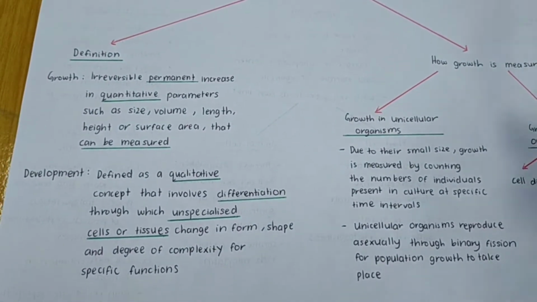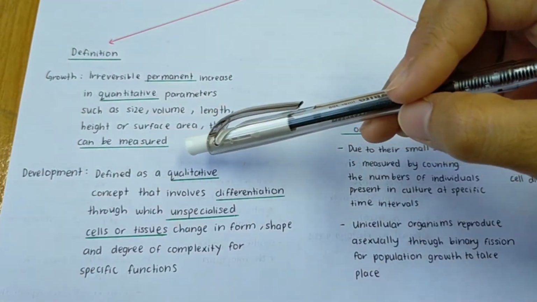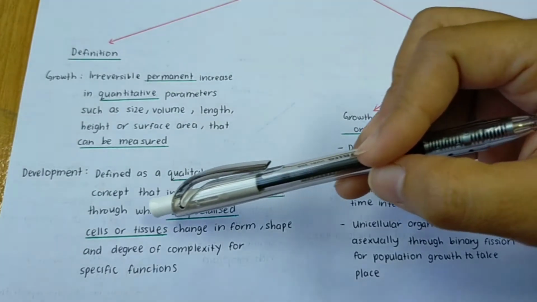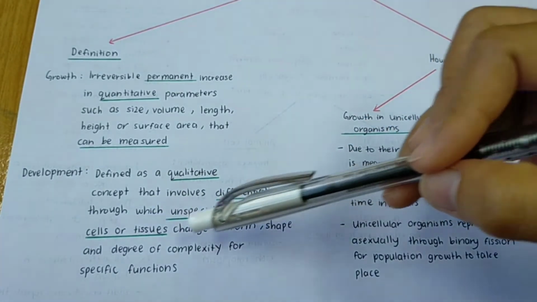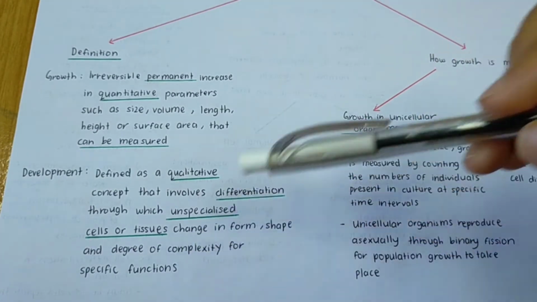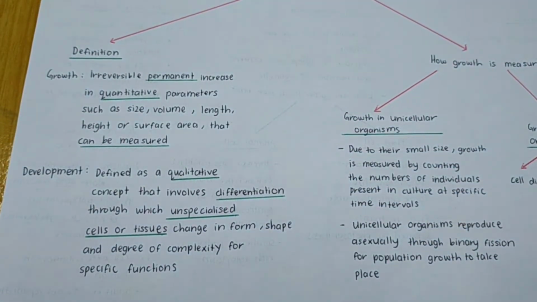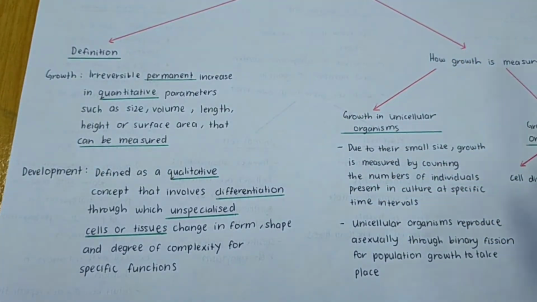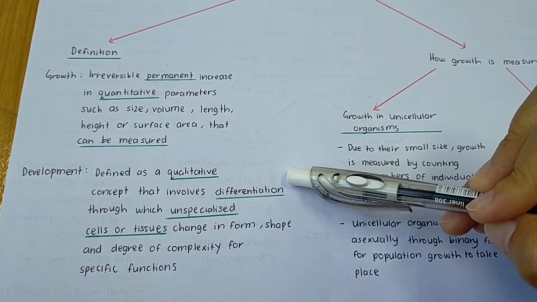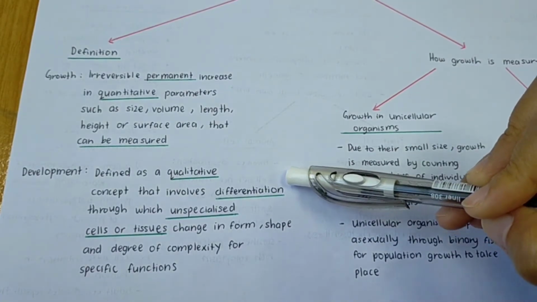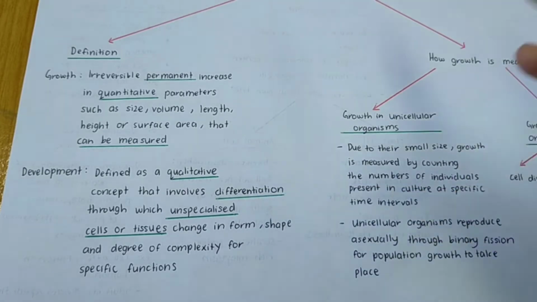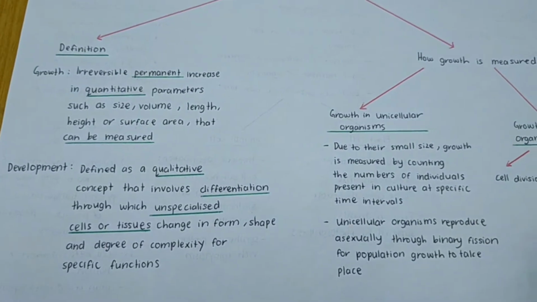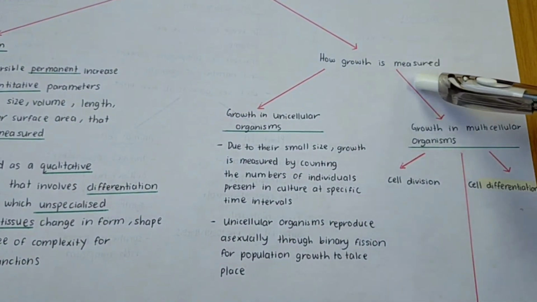Okay, and then what is development? So development is defined as a qualitative concept that involve differentiation through which unspecialized cell or tissue change in form, shape and degree of complexity for specific function. Okay, so kalau dari segi development, kita lihat dari segi qualitative concept. So apa qualitative concept? Dia akan melibatkan differentiation. Differentiation means bila berlaku differentiation of cell or tissue, dia akan menjadi specialized, based on their specific function.